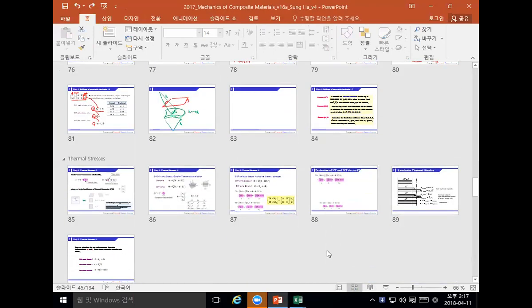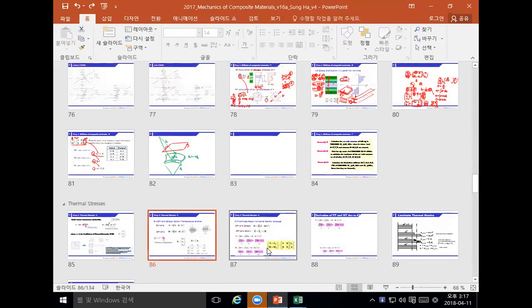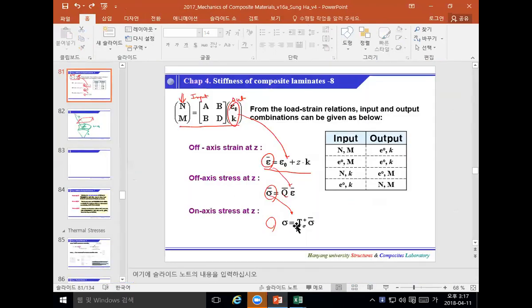This is what we have up to here. This is the temperature, thermal stress, and here is up to this much. Okay, we have all the on axis stress.